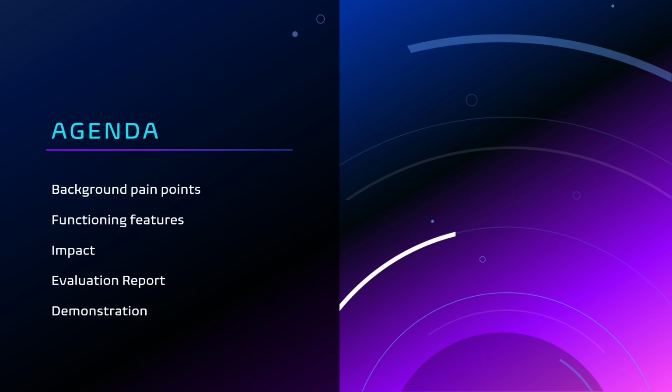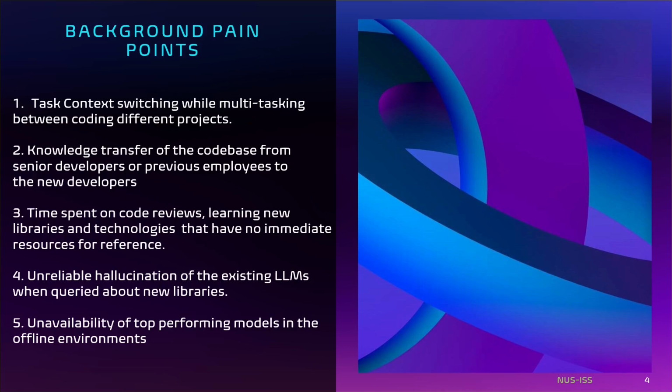Fine. So we'll look into the background pain points. There are mainly 5 pain points that we address. The first one is the context switching that every single software developer undergoes when they're working on multiple projects. Second one is the knowledge transfer of the code base from a senior developer to the junior developers.